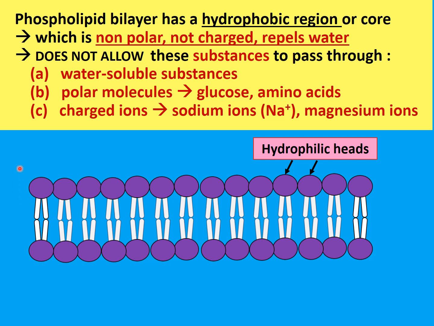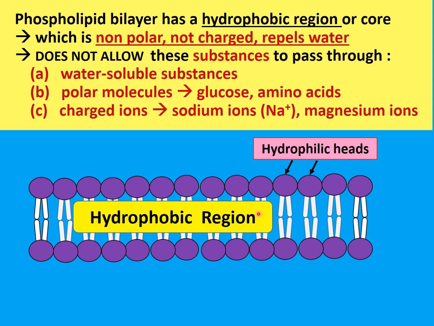So now we will discuss the characteristic of the phospholipid bilayer. The phospholipid bilayer consists of the hydrophilic heads at the top here, which face the watery environment outside, the extracellular fluid that contains water. And the lower part here are also hydrophilic heads that face the cytoplasm. In the center are the hydrophobic tails. So this is a big region called the hydrophobic core or hydrophobic region.